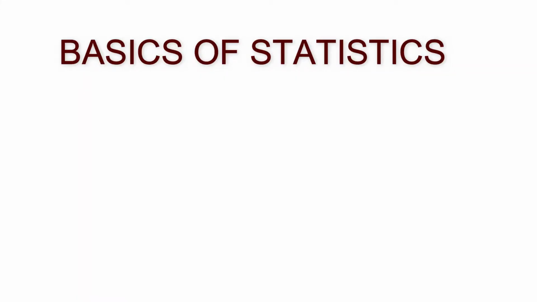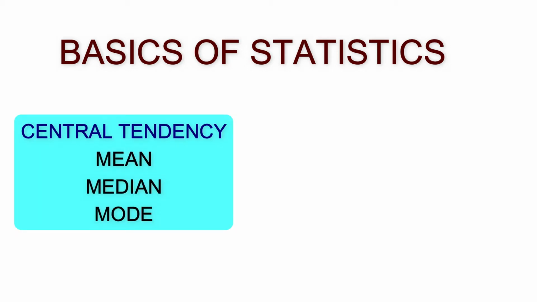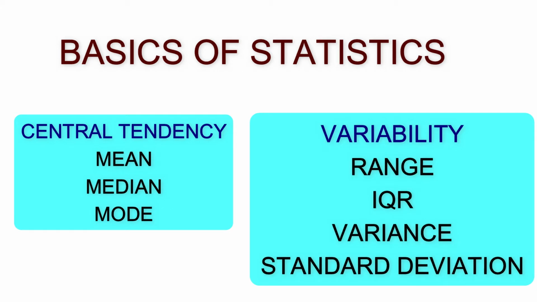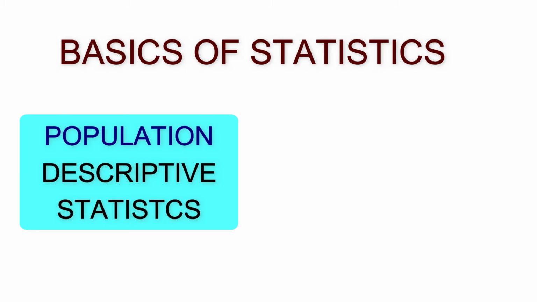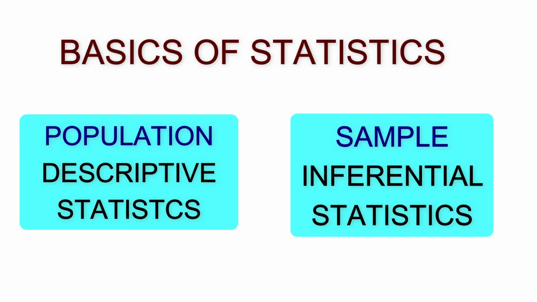Alright, let's jump into some basics of statistics. The central tendency and variability. Central tendency has three measures: mean, median and mode. Variability has range, interquartile range, variance and standard deviation. The study you do on a population is known as descriptive statistics, and the study you do on a sample is known as inferential statistics.